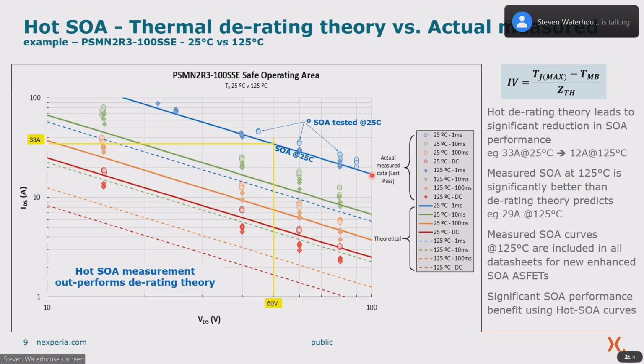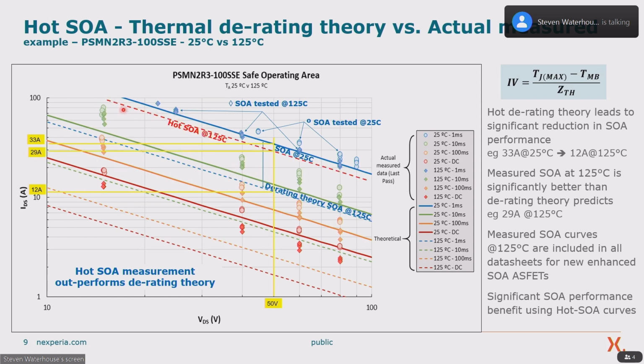In the past, we would derate based on the power derating calculations. And for that 1 millisecond curve, when we derate for 125 degrees, you see this blue dotted line. That's where we would normally have derated if we went through the calculation method. However, what we did is we tested the parts, and you can see here that when we test the parts at 125 degrees C, this gives us a much better capability than that original dotted blue line, the one that we calculated, which means we're over-engineering, causing our engineers to over-engineer products.